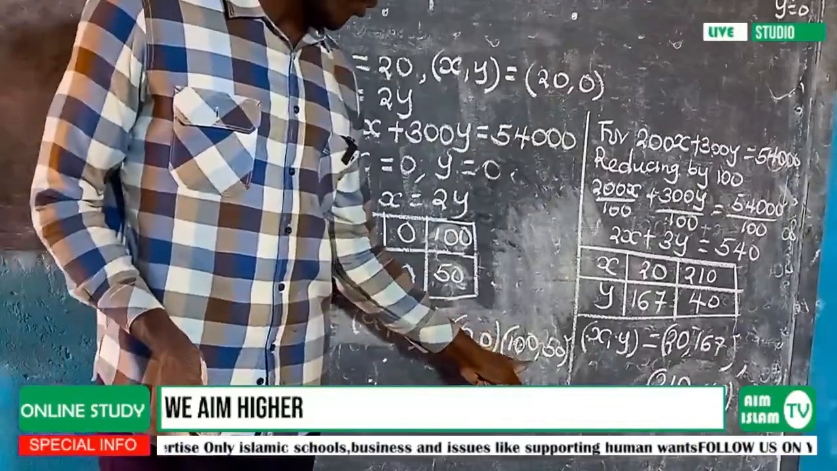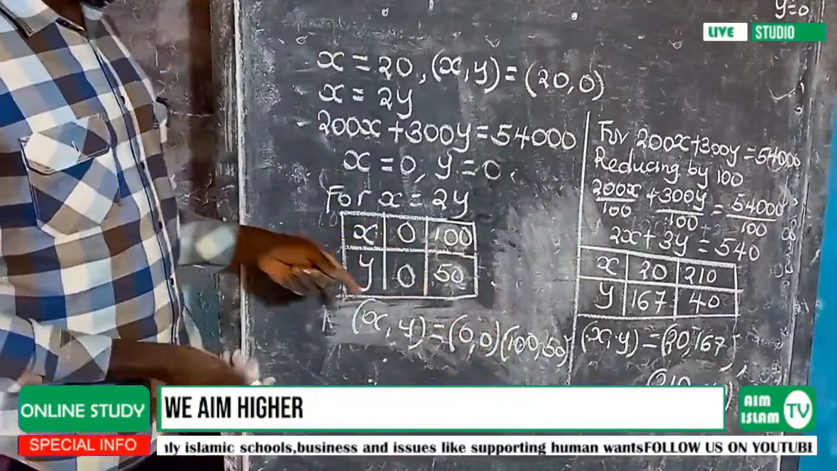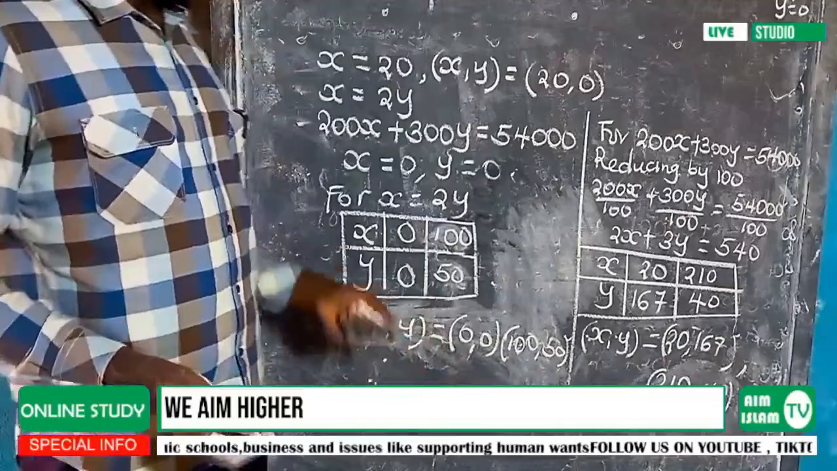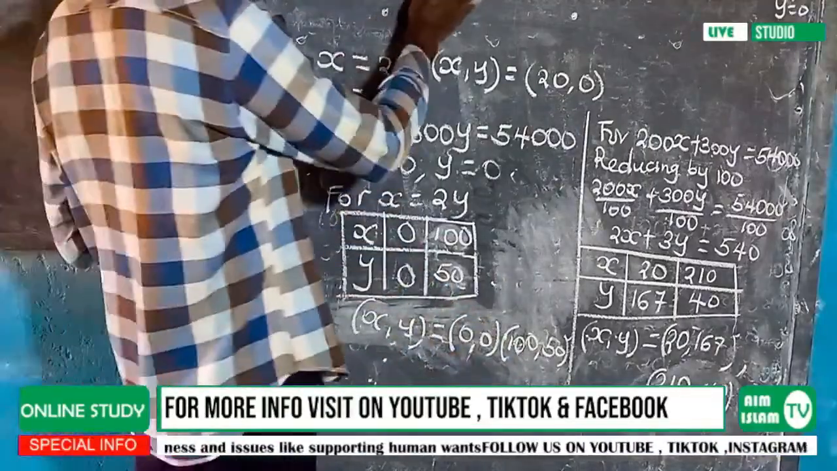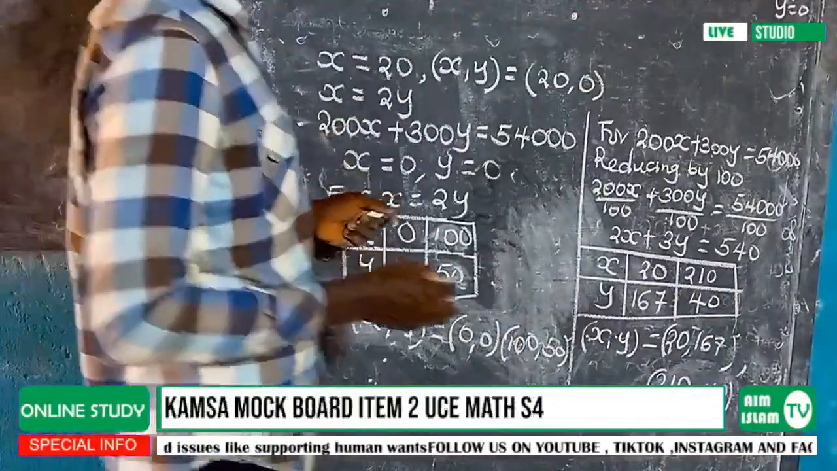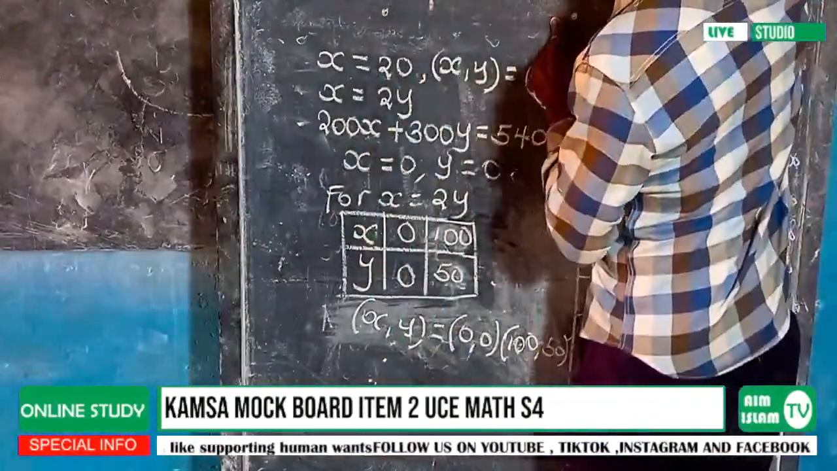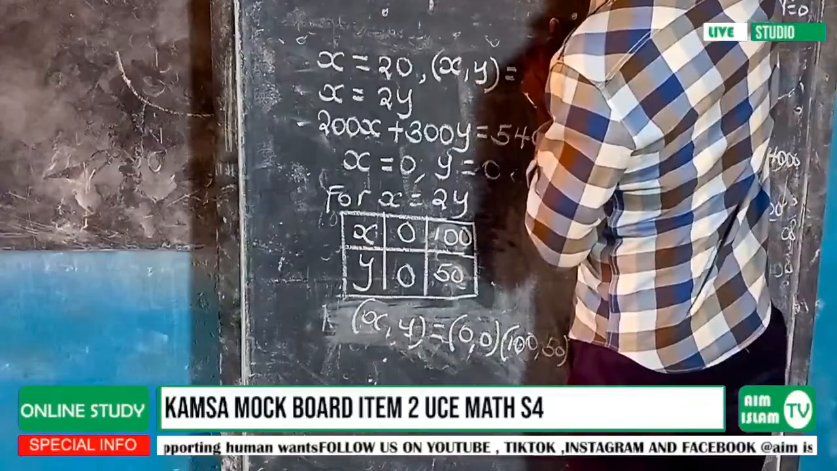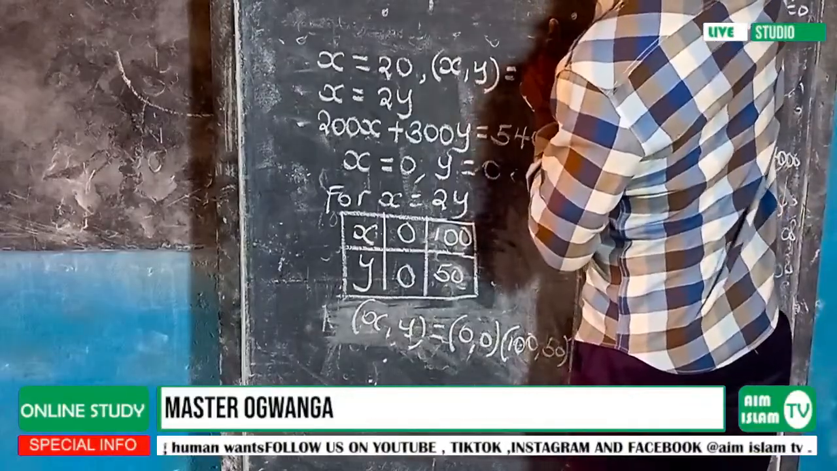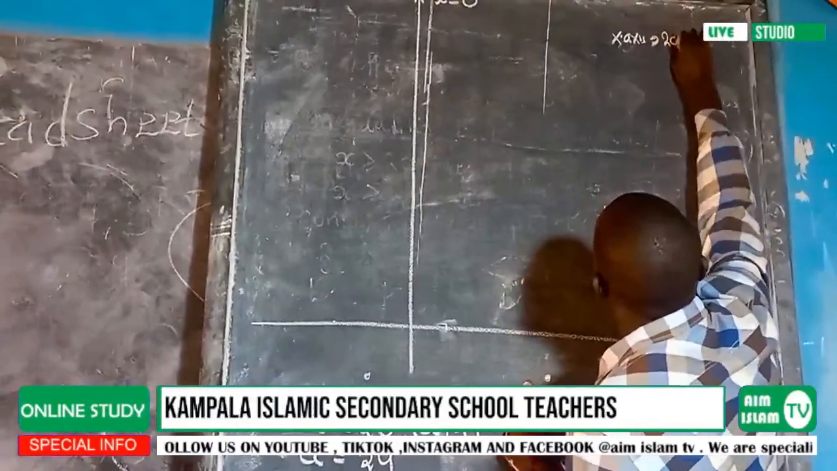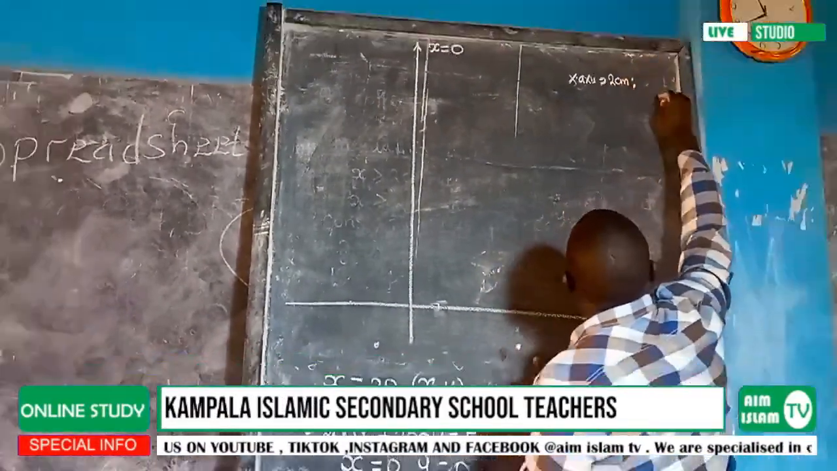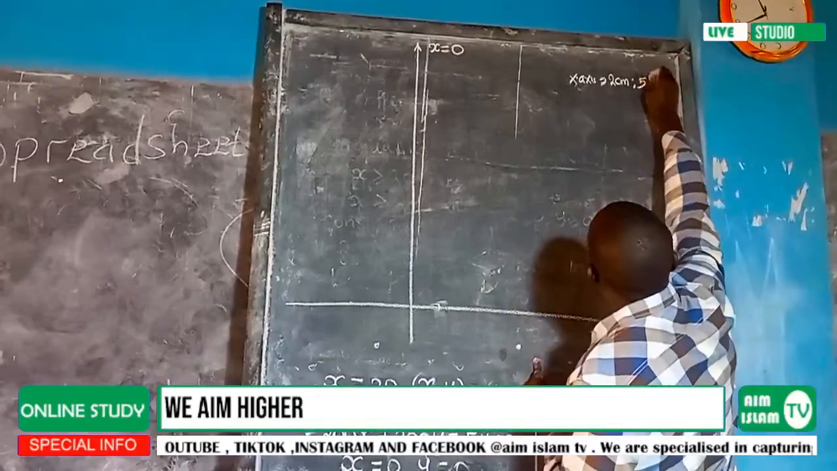Meaning that here we can now easily choose the scale we are to use. If I say at the x-axis I use a scale of 2 centimeters to represent 50 units.